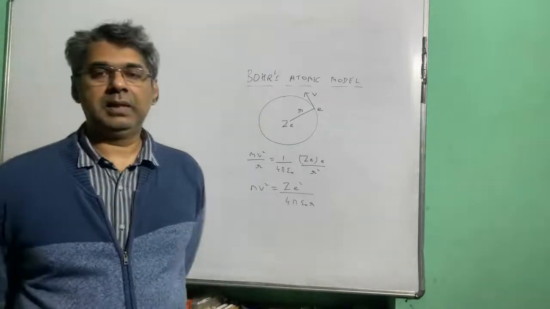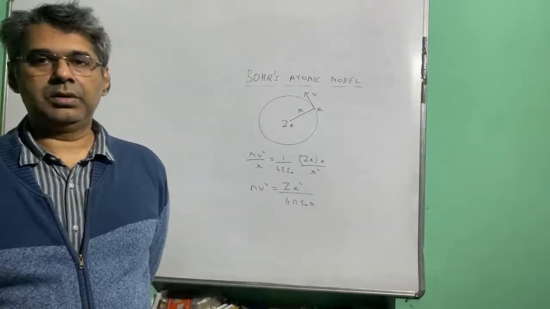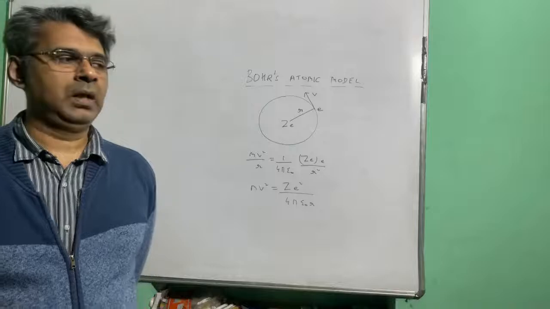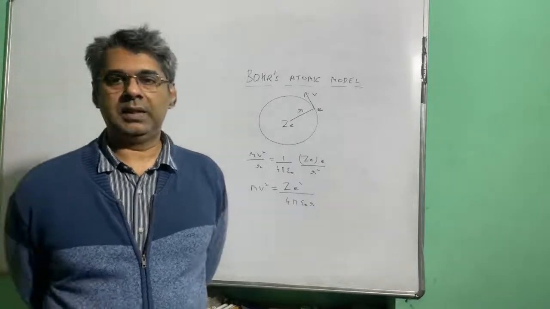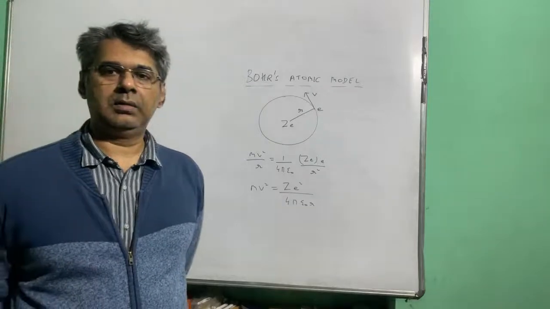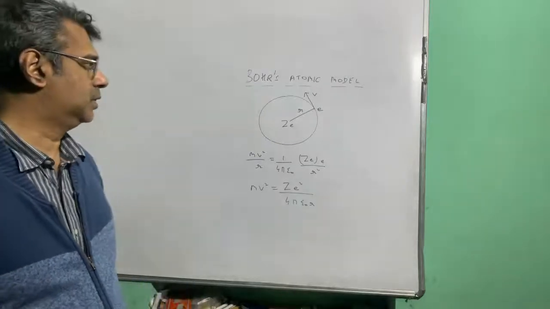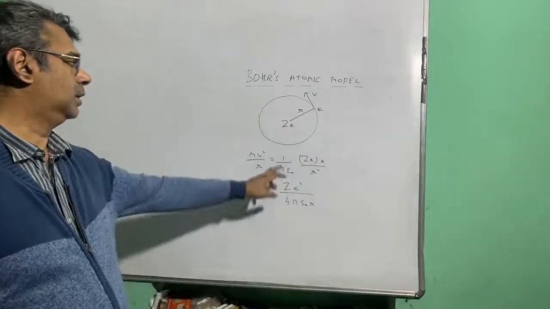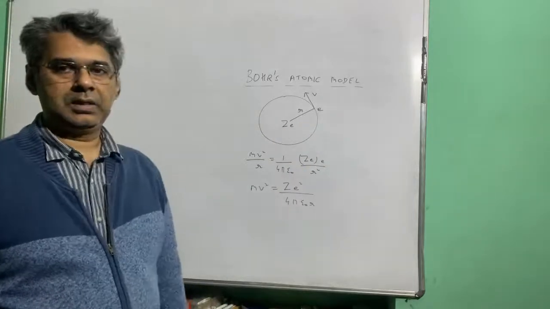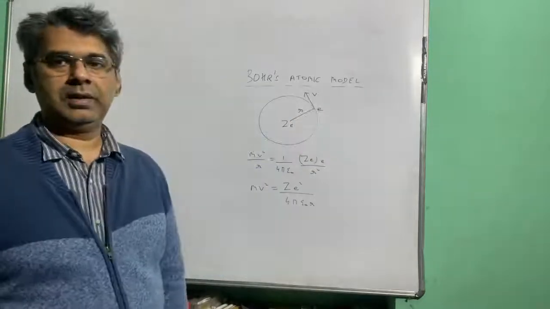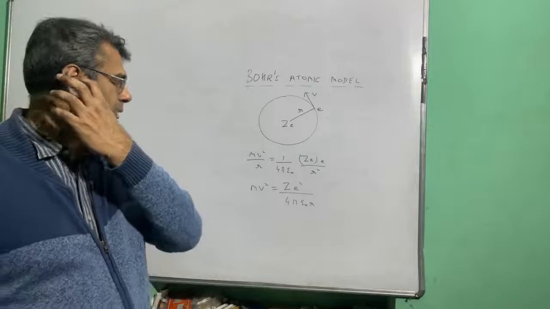By the way, let me clarify, I said hydrogen, but it could also be any hydrogen-like species, any single electron species. So the charge of the electron is E, the charge of the nucleus is Z into E, the radius is R, and the velocity of the electron is V. So these are the data.